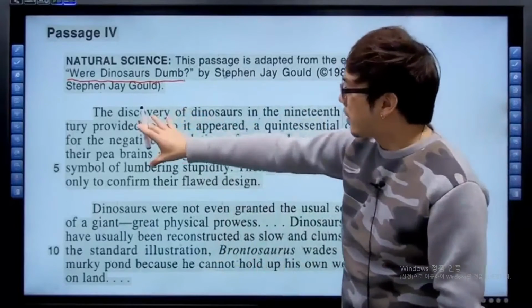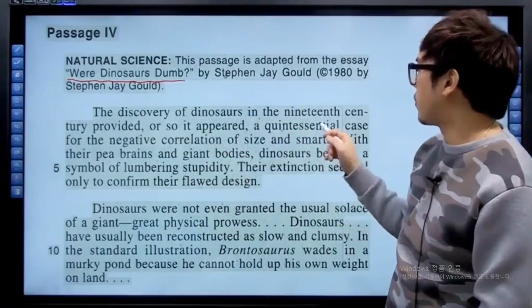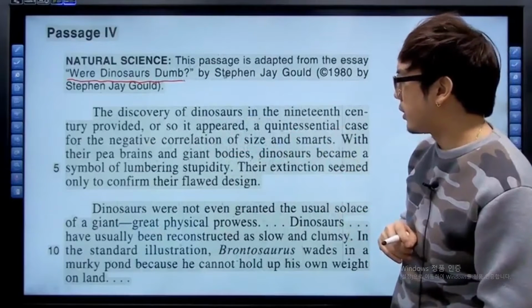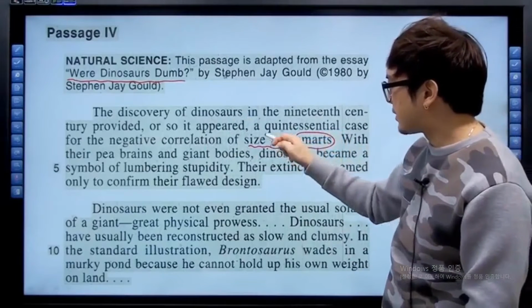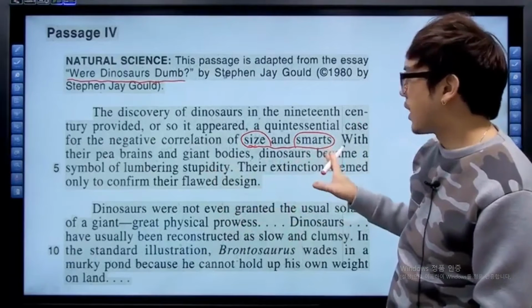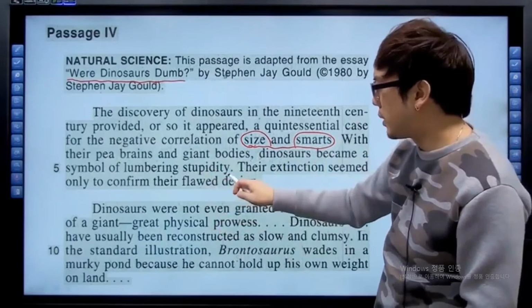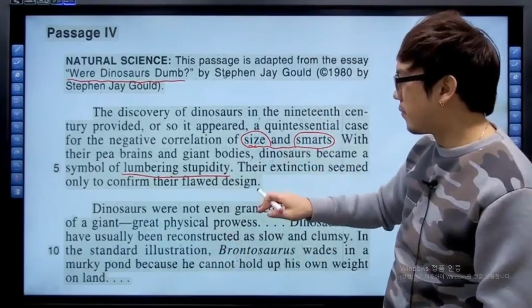So it says, the discovery of dinosaurs in the 19th century provided, or so it appeared, a quintessential case for the negative correlation of size and smarts, right? So again, we said something about size and smarts. Now, with their pea brains and giant bodies, dinosaurs became a symbol of lumbering stupidity. And then their extinction seemed only to confirm their flawed design.